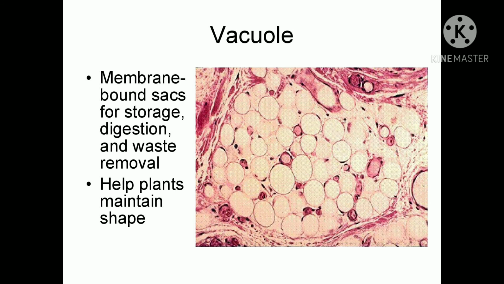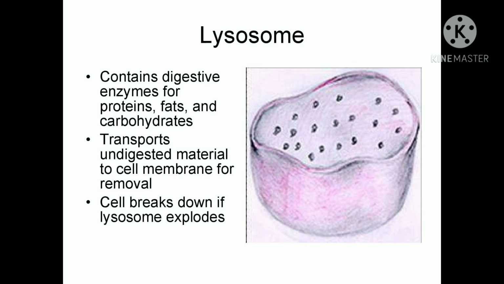Now we are moving on to the vacuole. These membrane-bound sacs are for storage, digestion, and waste removal. Vacuoles help plants maintain their shape. Here is the picture of the vacuole, given clearly, you can see. Okay, now we move on to the lysosome. The lysosome contains digestive enzymes for proteins, fats, and carbohydrates. It transports undigested material to the cell membrane for removal. The cell breaks down if the lysosome explodes.